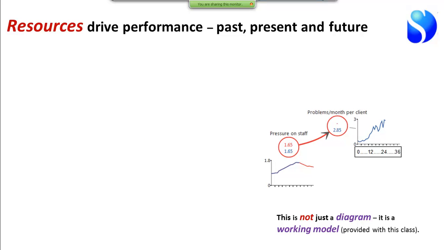So here now is an extract from the working model that shows this for this particular company, and there's the performance over time for the problems increasing up to month 24. There's the pressure on staff, and the blue is following the history up to date, and the red is showing where we might go.